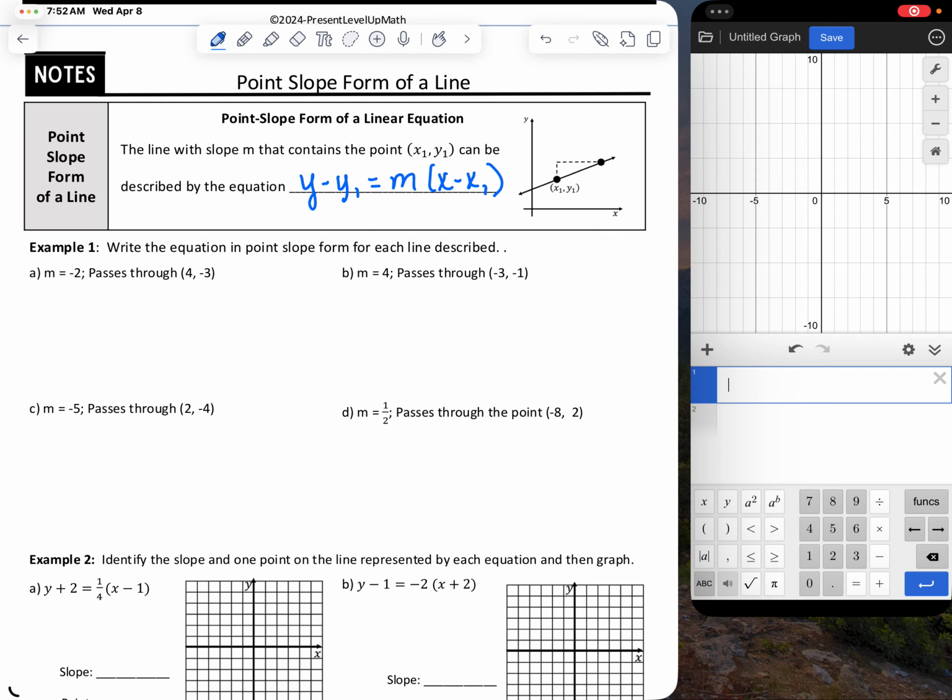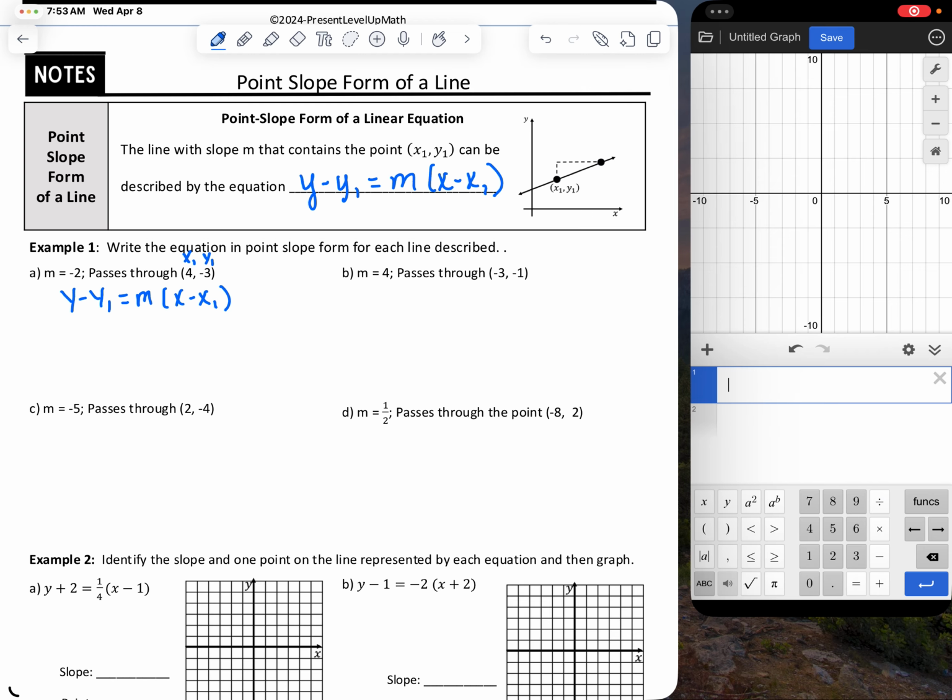So in problem A, they told us the slope, so we know our m, and we know that the line passes through the point (4, negative 3). So we also know x sub 1, y sub 1. To write a formula in point-slope form, let's just write the formula again to help us memorize it. y minus y sub 1 equals m times the quantity x minus x sub 1. Now what we're going to do is take the m and plug it in, and then we'll plug in the x1 and the y1 where they go.